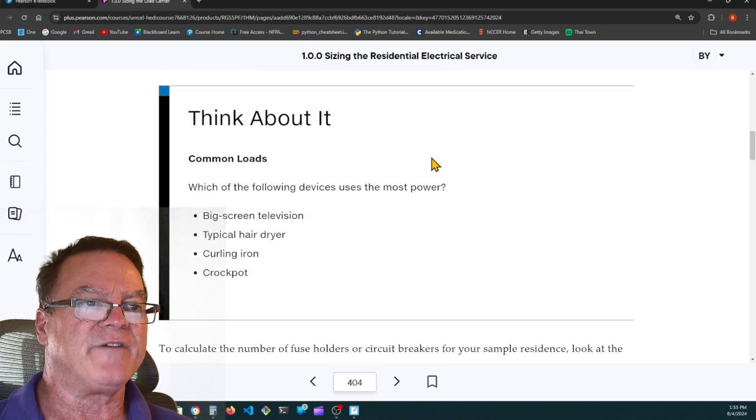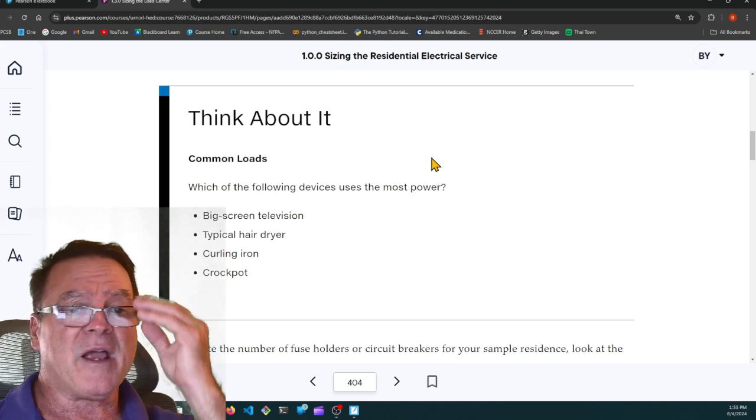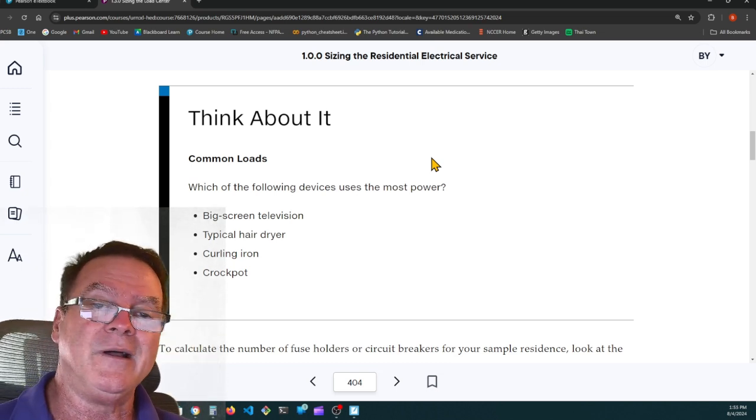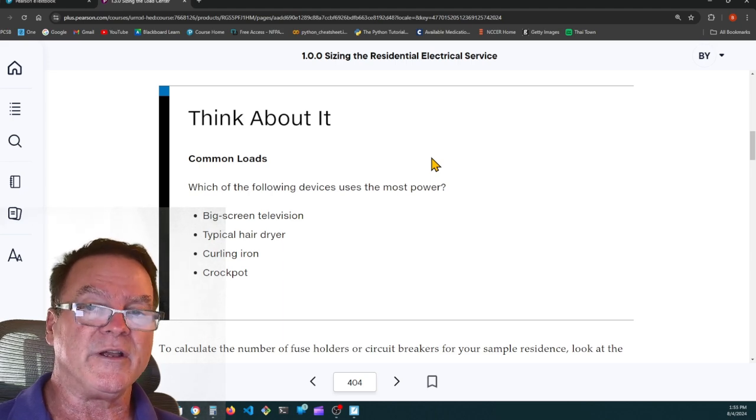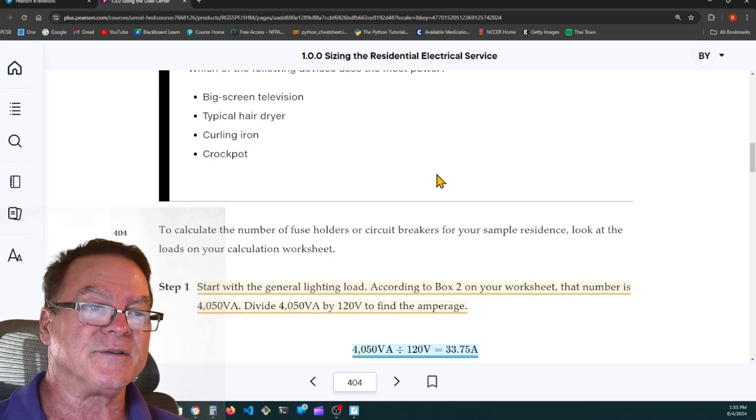They said 125 amp. There again, it's just my opinion, but if it's 125 amp, I wouldn't put anything less than 150, and I would probably go to 200 in any house I was doing.